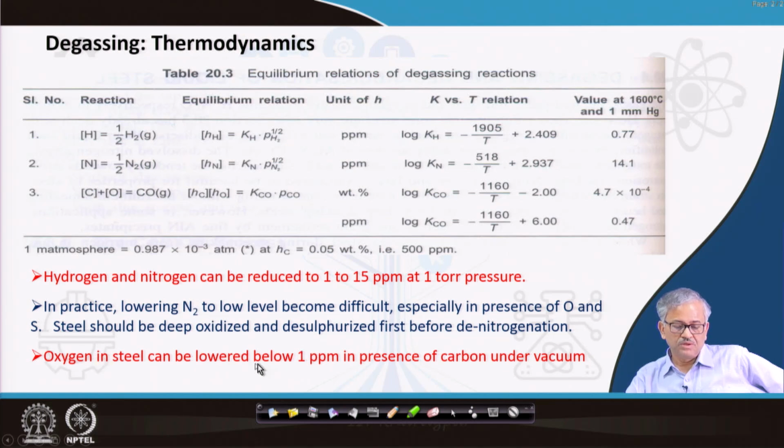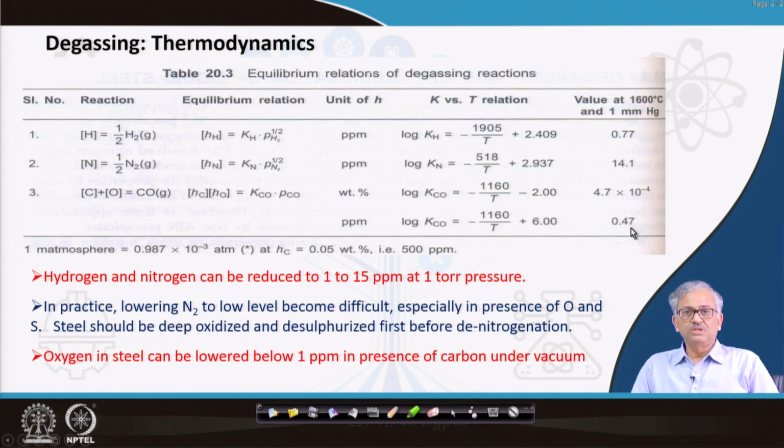And oxygen can be lowered down, you can see less than 1 ppm in presence of carbon and under vacuum. One calculation can also be shown: if you don't have carbon in the system, this reaction, dissolved oxygen to oxygen gas, is not very effective. In absence of carbon, you cannot remove the oxygen to a very low level. But in presence of carbon, you can lower the oxygen to a very low level, less than 1 ppm.